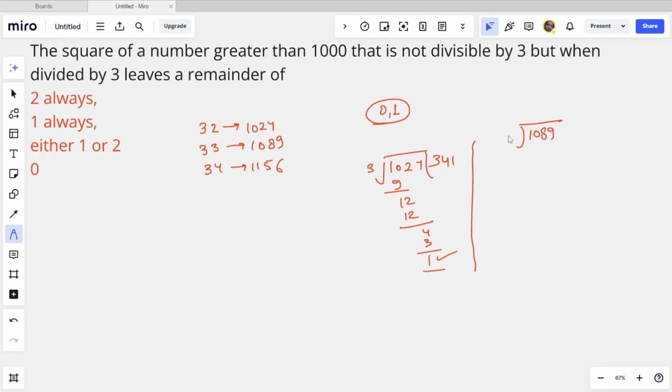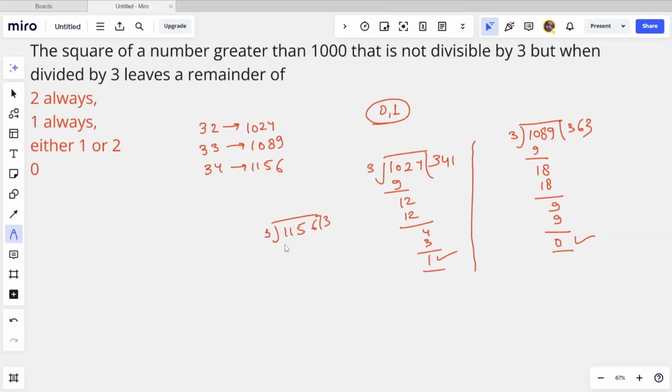1089 divided by 3. 3 3s are 9, 10 minus 9 is 1, 8, and 3 6s are 18, and 9, 3 3s are 9. So the remainder is 0. Okay. If we try to solve another one, 1156 divided by 3.